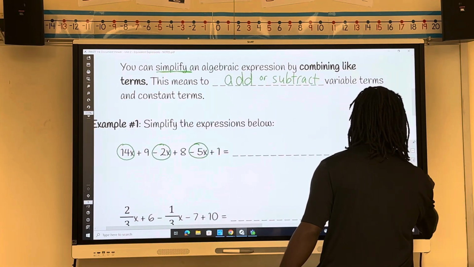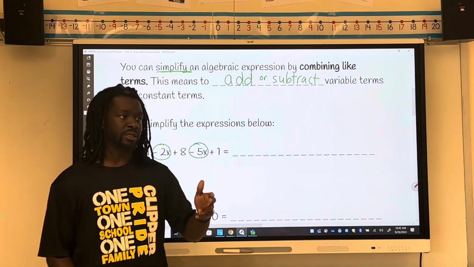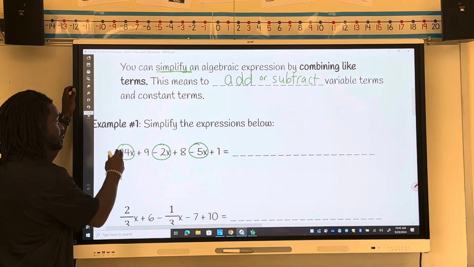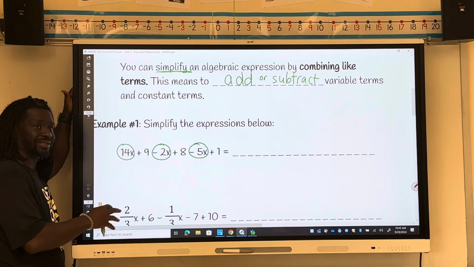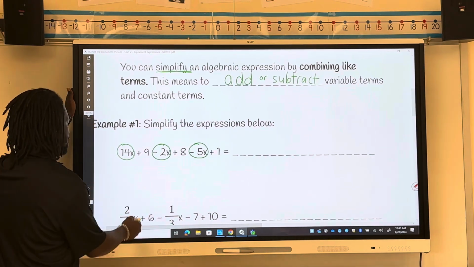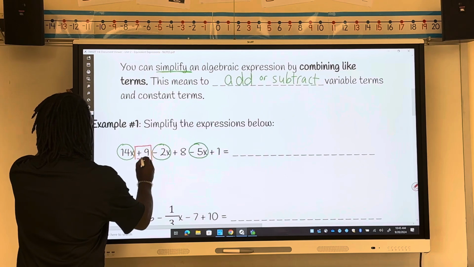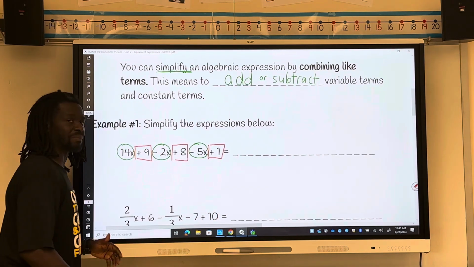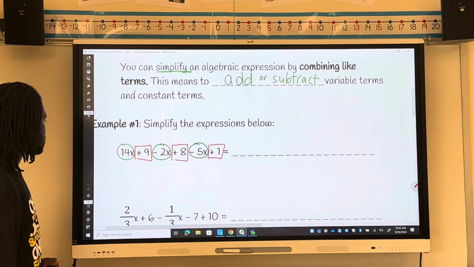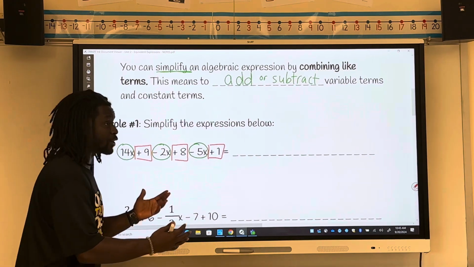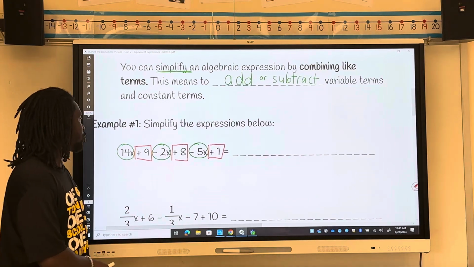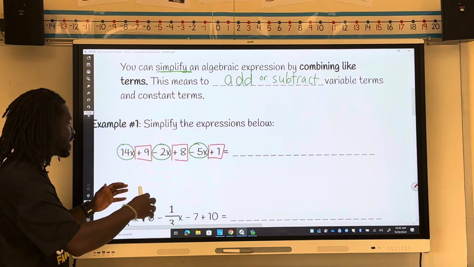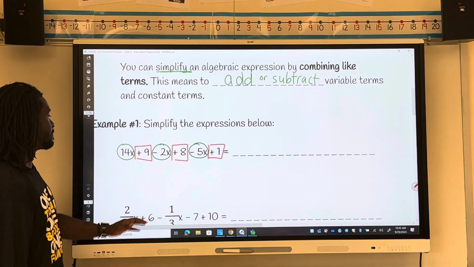While you're taking notes, I encourage you to use the colored pencils that I've provided to color code your circling, which might help you. Then I'm also going to put a box around all of my constant terms, all of my terms that do not have a variable. Then I'm going to put all the like terms together, all my circles together, and all my boxes together.